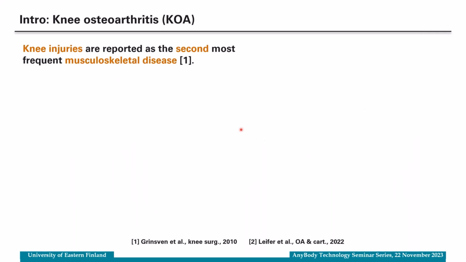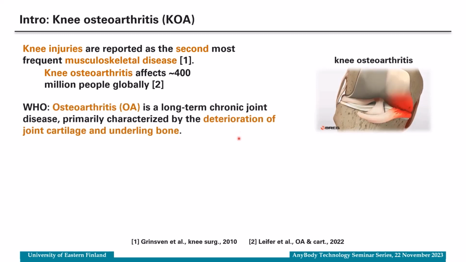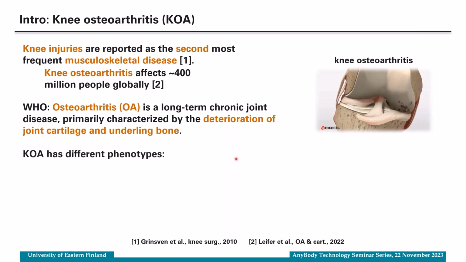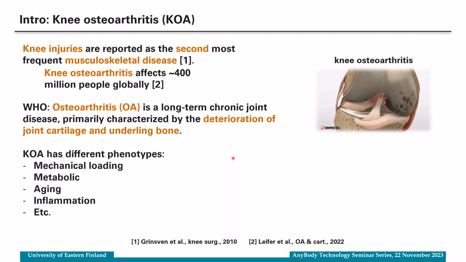But as the knee is very complex, it's reported that knee injuries are the second most frequent musculoskeletal diseases, with only knee osteoarthritis affecting about 400 million people across the globe. According to WHO, osteoarthritis is defined as a long-term chronic joint disease, which is also very painful, and is primarily characterized by the deterioration of joint cartilage and the underlying bone. Osteoarthritis, of course, has different phenotypes, such as mechanical loading, metabolic, aging, inflammation, etc., which makes it important to take into consideration different factors affecting the progression of the disease.